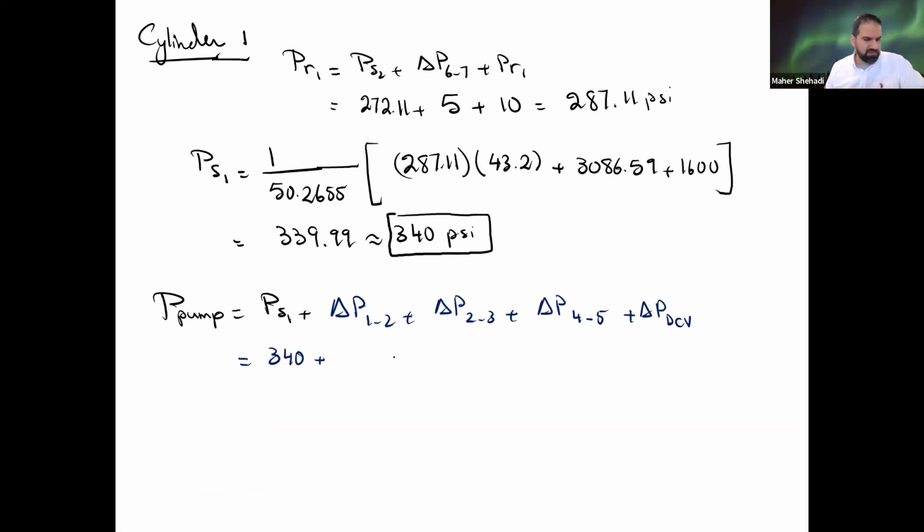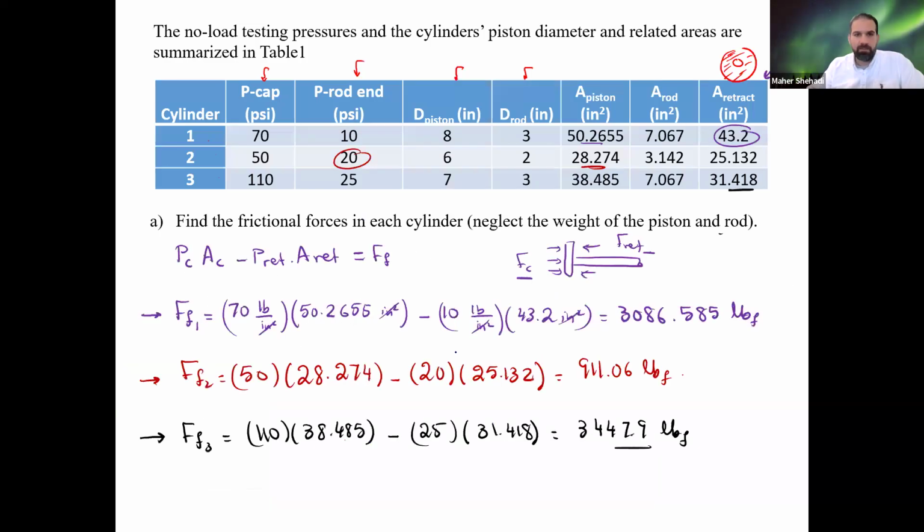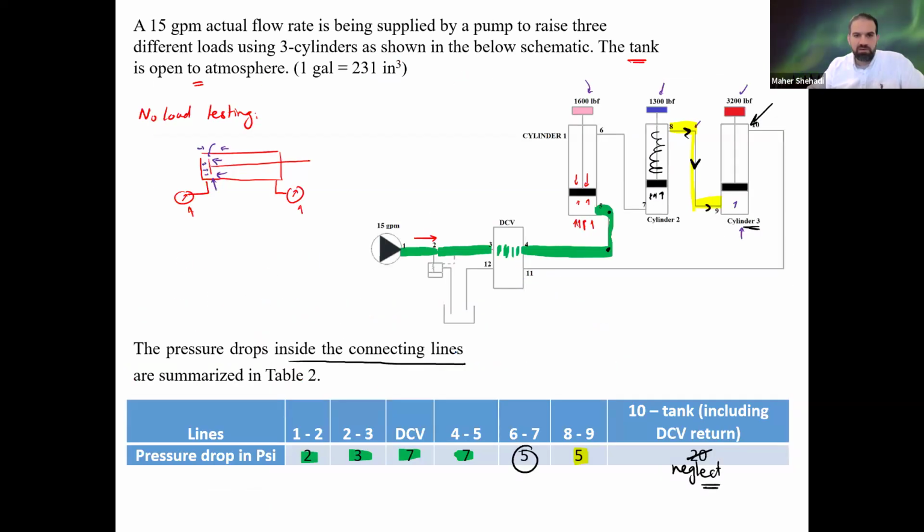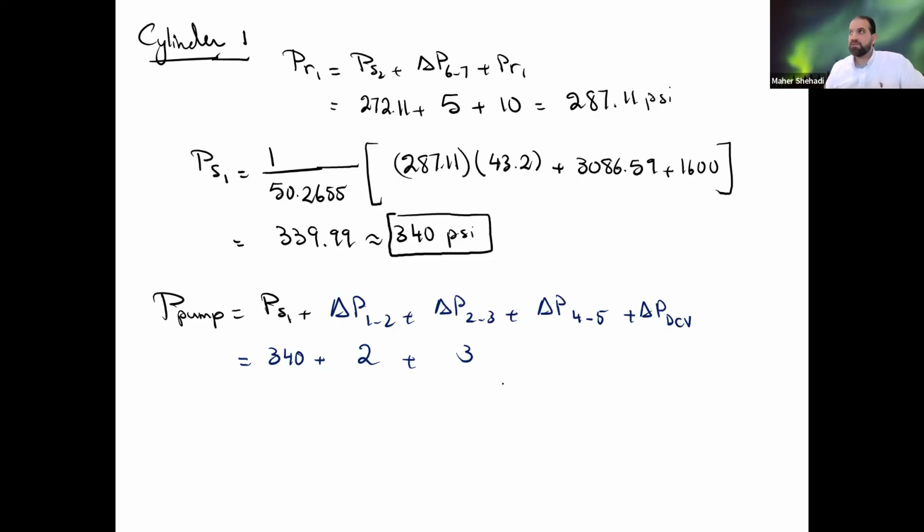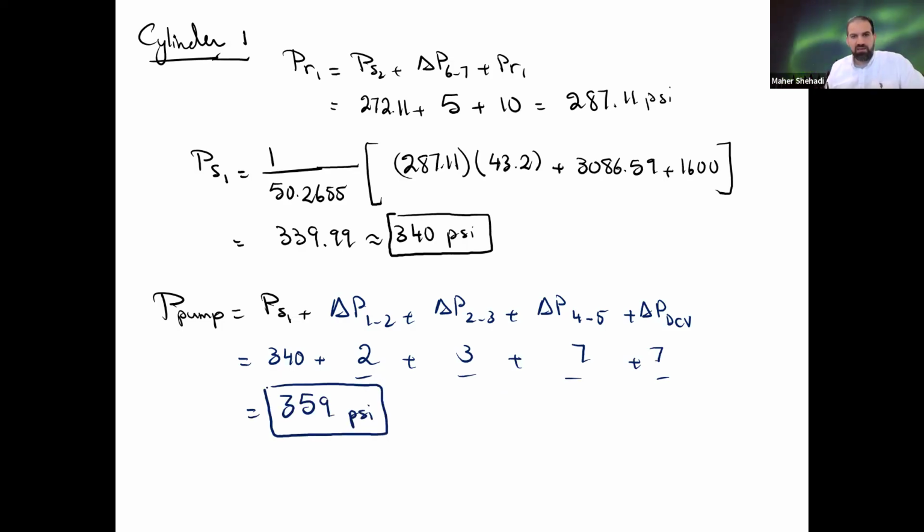340 plus 2 plus 3, I believe they are like that. 1, 2 is 2, 2, 3 is 3, and 7, and 7. So 10 and 9, that's 19, so 359 psi. So that's how much pressure I'm going to need at the pump in order for it to push the oil, or to start all three cylinders together.